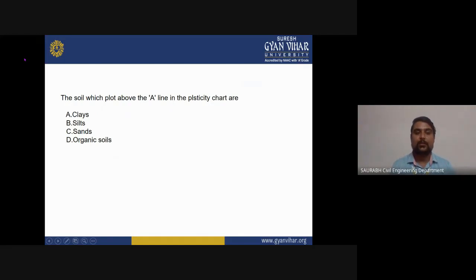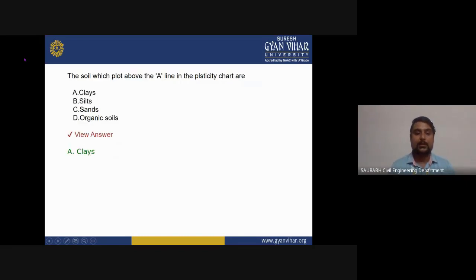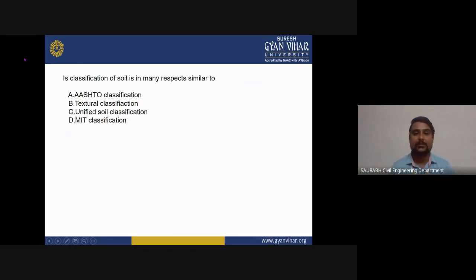The soil which plots above the A line in the plasticity chart is, four options are given: clay, silt, sand, and organic soil. Clay will be your right answer, as you can see here. So you can understand how to plot the A line, which is very important in the plasticity chart. The A line will always show the clay. Come to the next question.